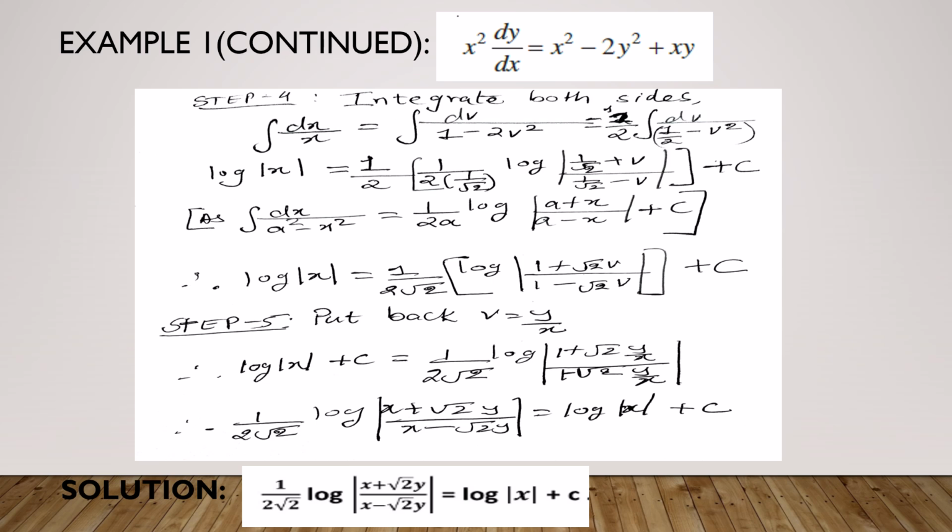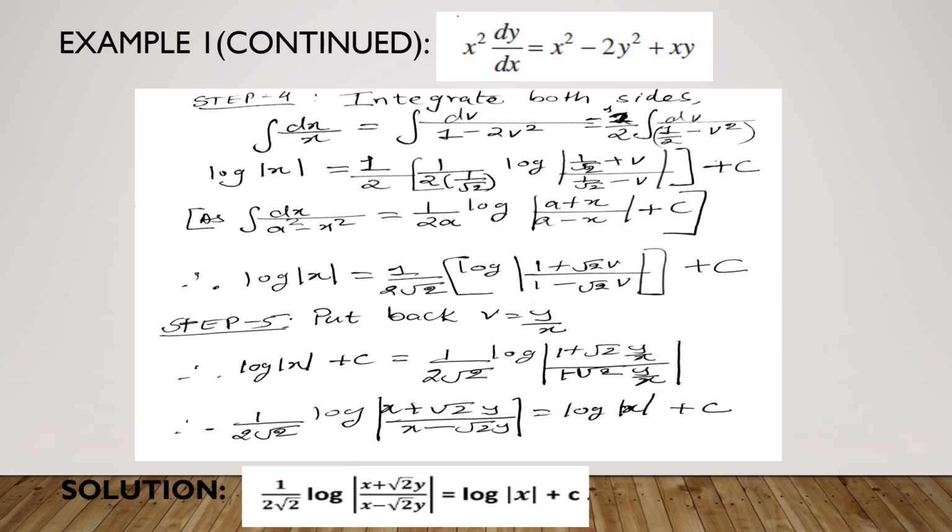So now as we have brought the terms having x on one side and v on another side, we will integrate both the sides. So integral dx upon x is log mod x. On the right hand side, integral dv upon 1 minus 2v square, you can express it in the form of integral dx upon a square minus x square. But since you are having 2v square in the denominator, you just take out 2. So just take half outside, it will be integral of dv upon half minus v square.